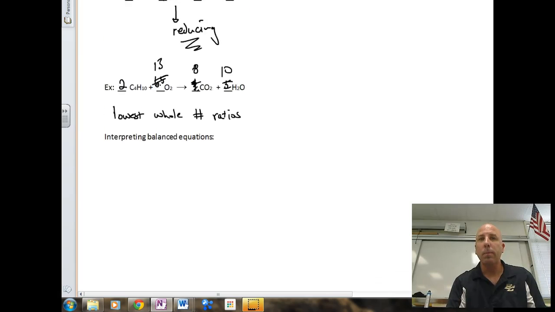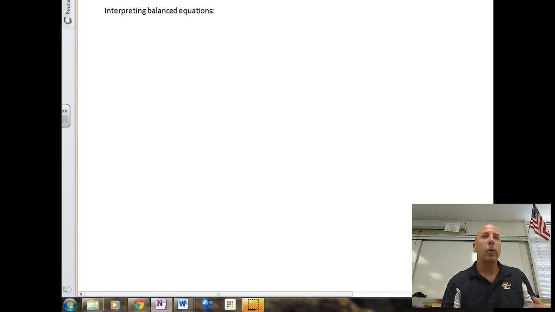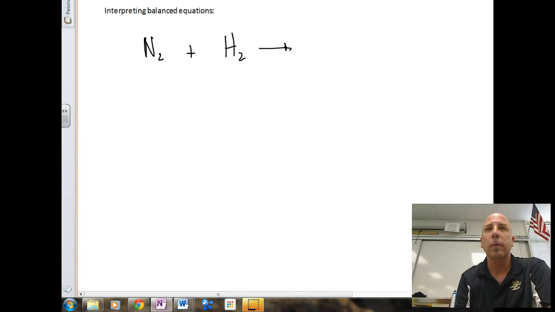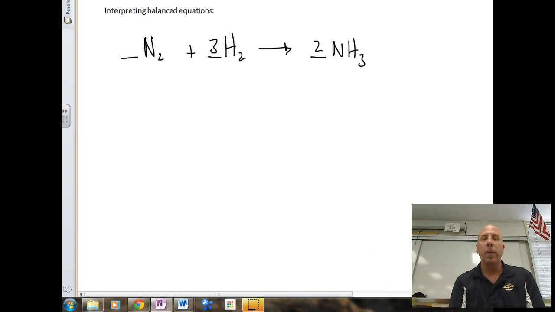The last thing I want to talk about is how to interpret a balanced chemical equation, and this is going to be important later on for us. So let's take a reaction like this, and we're going to just do an interpretation real quick. We'll balance it first. 2 nitrogens, 1 nitrogen, we'll put 2 there. We have 6 hydrogens, and we're going to put a 3 there. So now we're balanced.